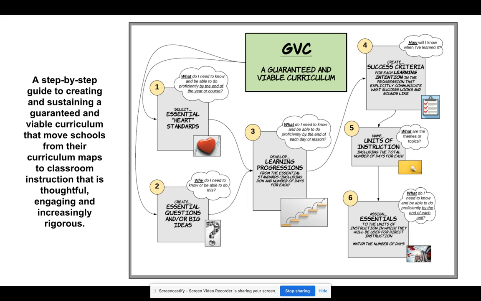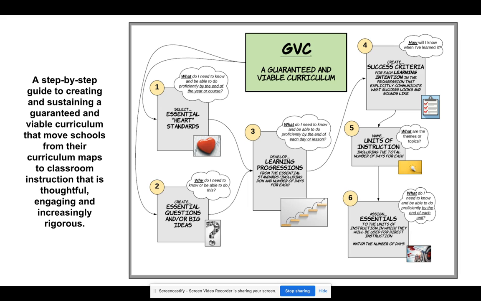When you've selected or created those, the next linchpin or bridge piece, which is why that step number 3 stands alone in the middle, is the bridge between the map and what's happening in the classroom, in a classroom in which kids can become self-assessors and can answer those final 2 questions. How are you doing and what are the next steps? So step 3 really is, what do I need to know and be able to do by the end of each day or each lesson, and what does that look like?